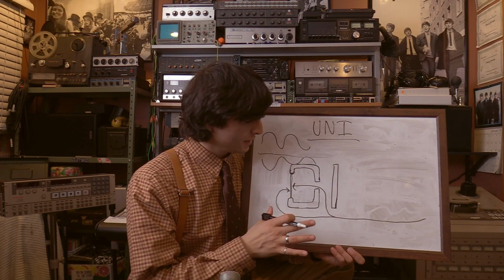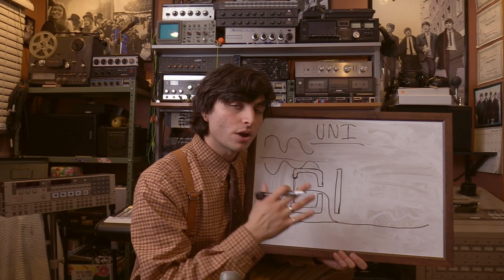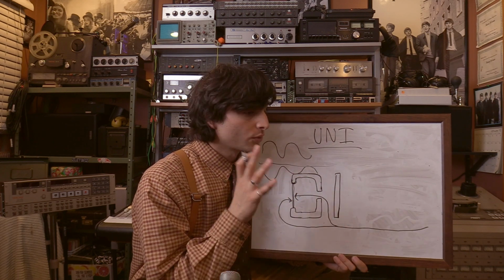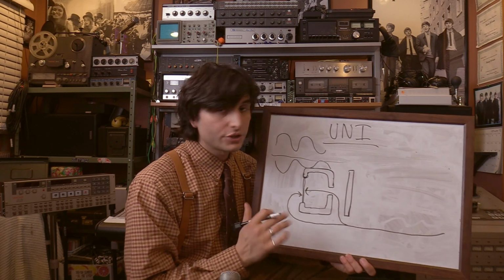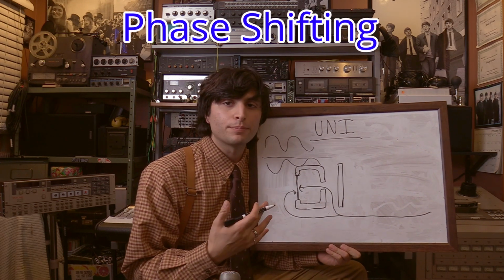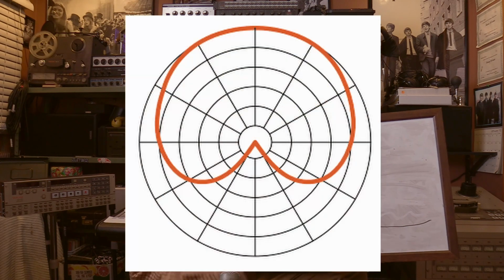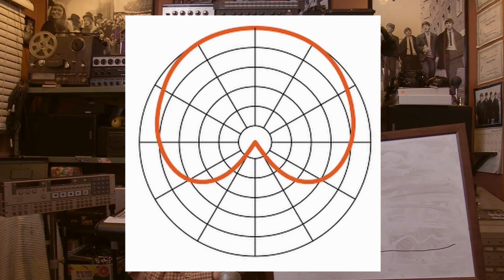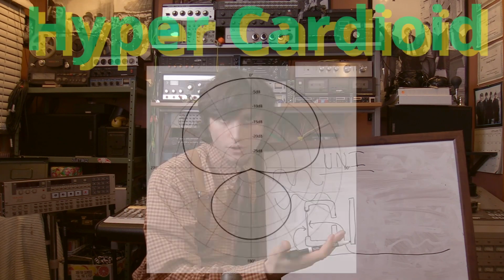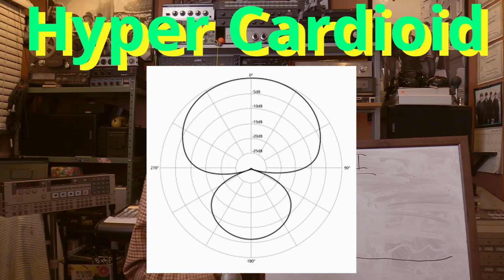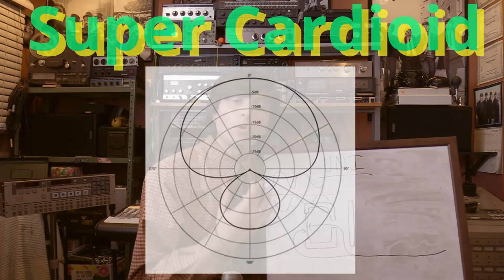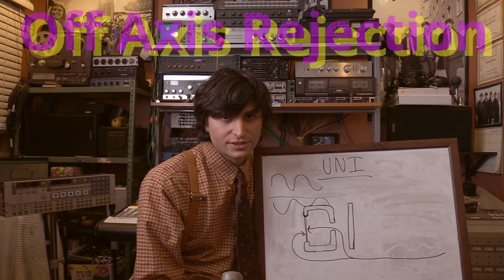Once again, I must reiterate, this is a very simplified version. I just want you to understand the basic concepts. In practice, the design is very technical and really interesting to read up upon if you're interested in that. And because of this phase shifting, you are going to see a pickup pattern like this for a standard cardioid microphone. There are also going to be a couple variations of this cardioid pattern, one being the hypercardioid, and another being a supercardioid, both showing different levels of off-axis rejection.